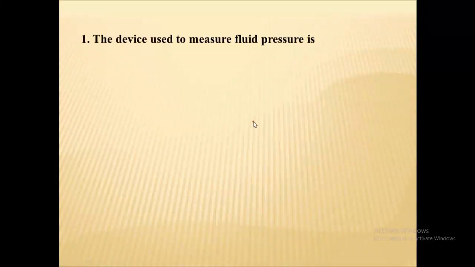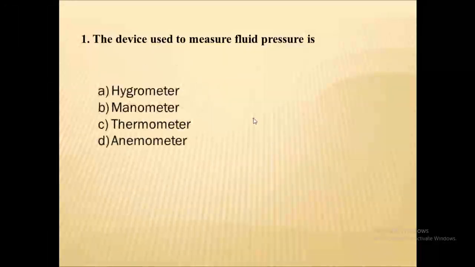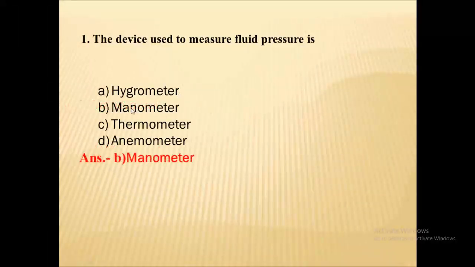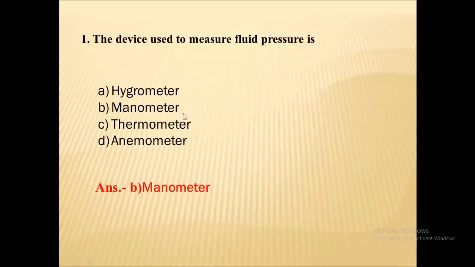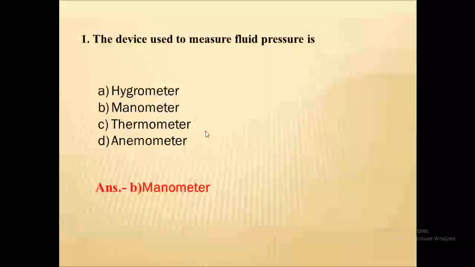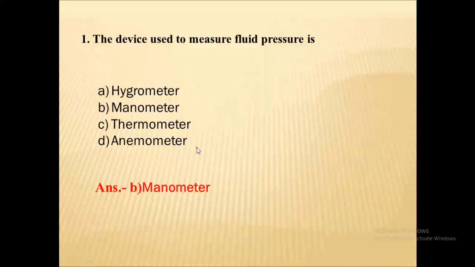So let us start. The device used to measure the fluid pressure is... So here the device used to measure the fluid pressure is manometer. Thermometer is used for measuring the temperature. Anemometer is used for measuring the speed of fluid flow. Hygrometer is used for measuring the humidity and amount of water vapor.